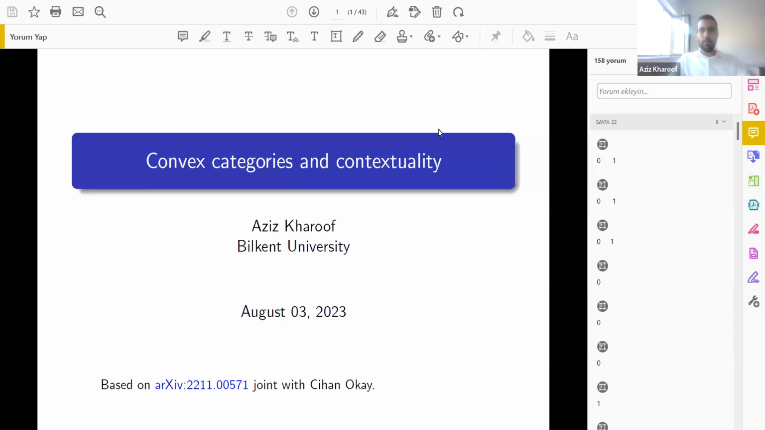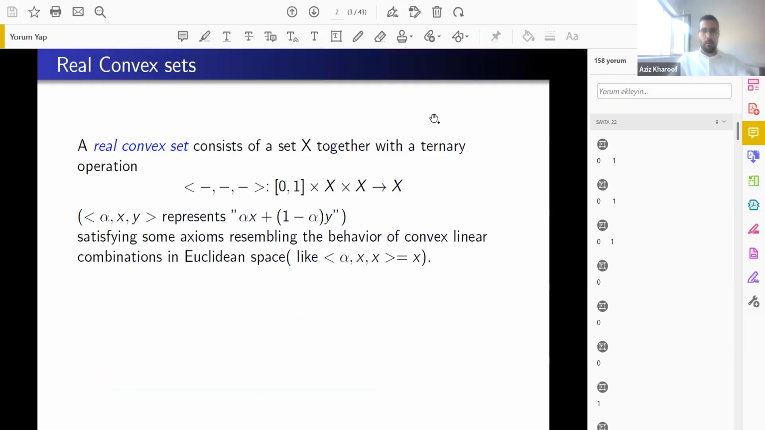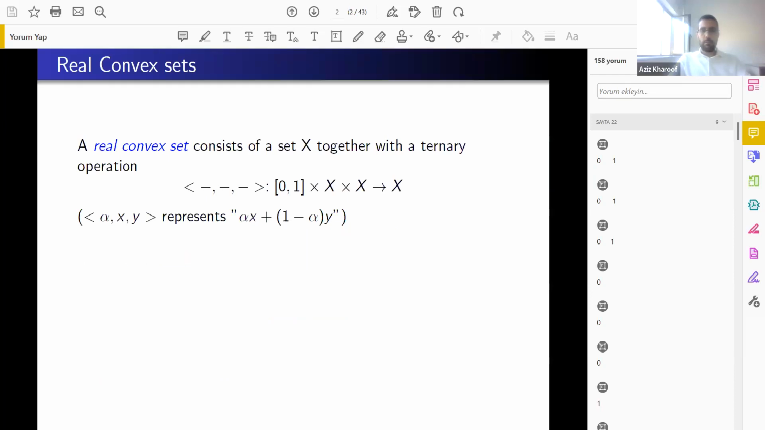Okay, the talk is about the convex category and contextuality, and how we can use the convex category as an approach to contextuality. So let me start. First of all, let's start from the definition of real convex sets.